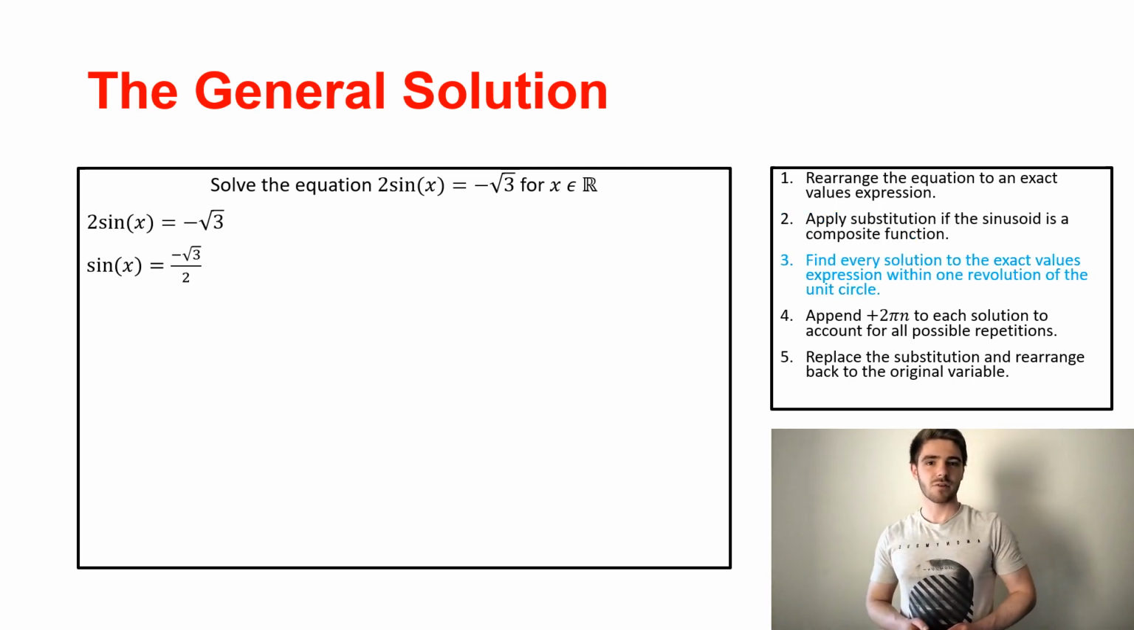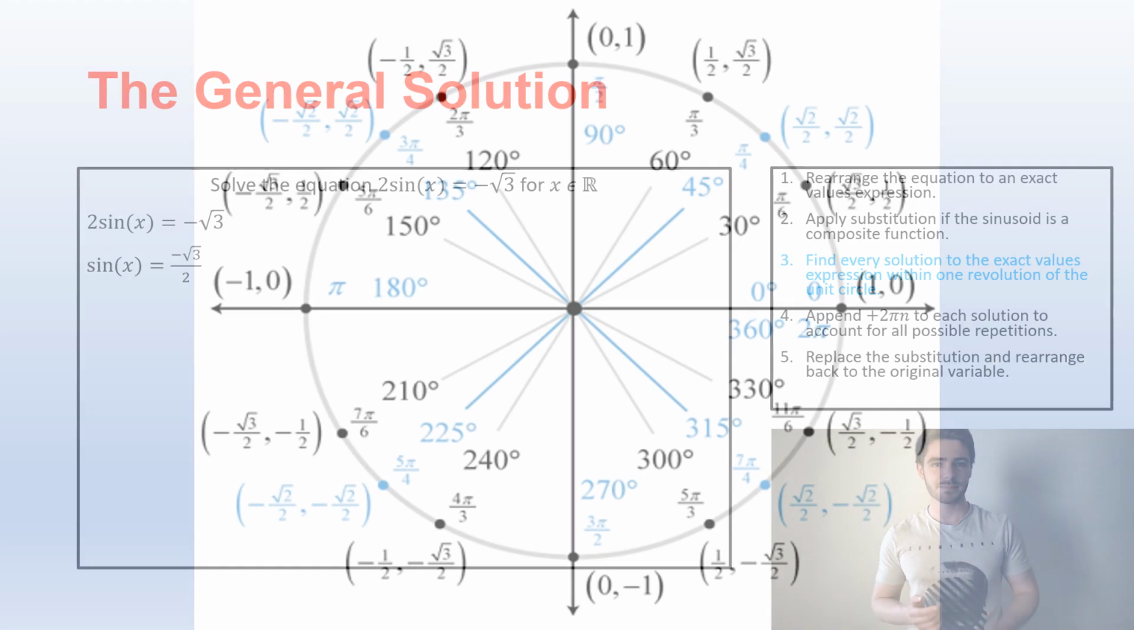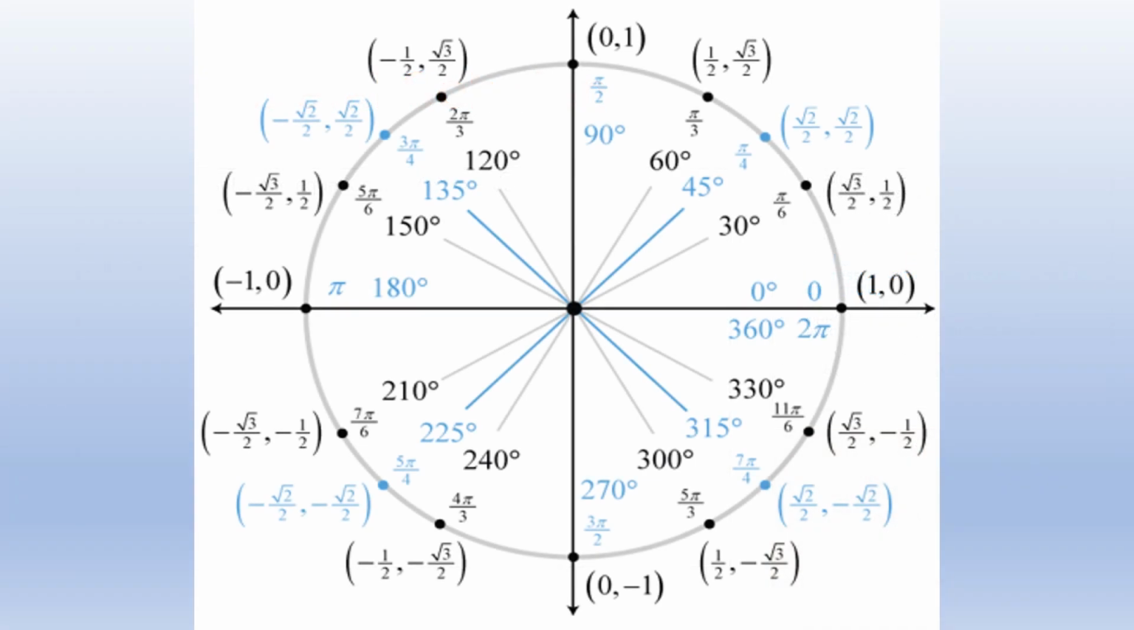The next step is to find all solutions to this equation in one revolution of the unit circle. Remember that sin x gives all the y coordinates in the unit circle? This means if we want to solve sin x equals negative root 3 on 2, we need to look at all the y coordinates. As a quick shorthand, we know that y coordinates are negative when they're below the x-axis. And since we're looking for the solution y equals negative root 3 on 2, we only need to look below the x-axis, or the bottom half of the unit circle. And when we do, we'll see that the solutions occur at 4 pi on 3 and 5 pi on 3.